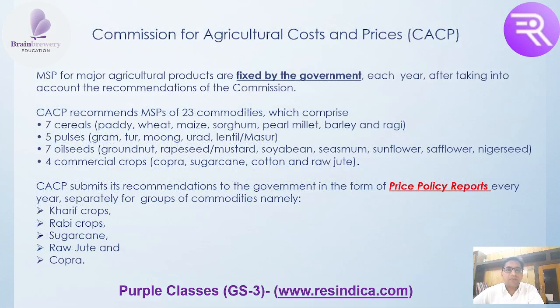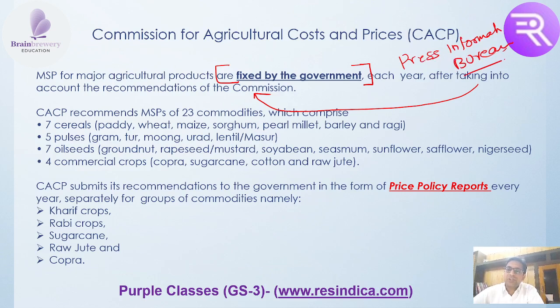So MSP for major agricultural commodities is fixed by the government every year before the sowing season, and they have to take the recommendation of the commission. You know, under the Press Information Bureau, every year before every sowing season, the government says that now we are releasing the MSP for various crops. So for this cropping season, these are going to be the prices for the crops.